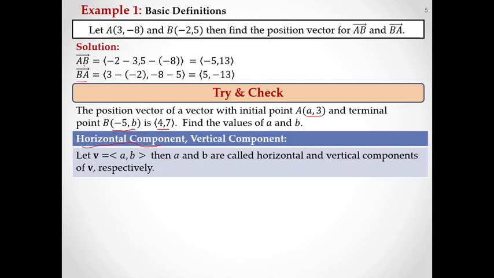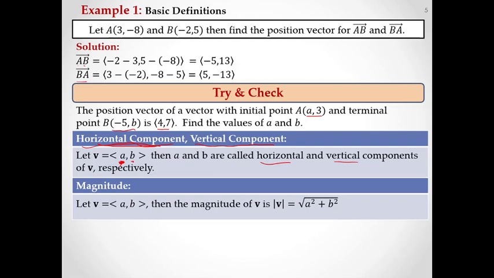Now, horizontal and vertical components. The first component of the vector, A, we call the horizontal component, and B is the vertical component. A and B are called the horizontal and vertical components of V.